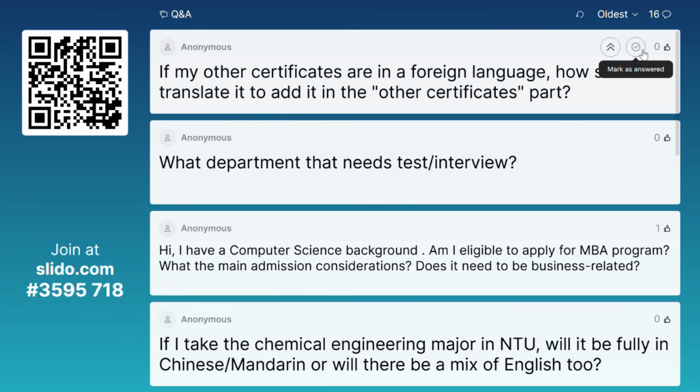If my other certificates are in a foreign language, how should I translate them and add them to the other certificate part? If your certificate isn't in English or Chinese, you will have to go to a translation agency to have it translated to English or Chinese. Then you can submit that. Otherwise, the professor cannot read or understand it.